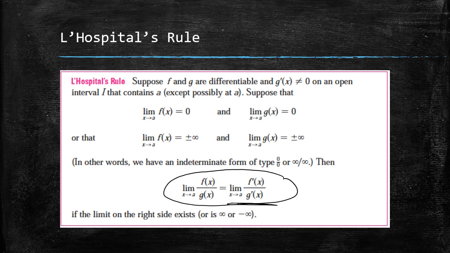This will also be true if the limit on the right is equal to infinity or negative infinity. Then that'll be the answer to the limit as x goes to a of f of x over g of x as well. Okay, so these are indeterminate forms of 0 over 0 or infinity over infinity.